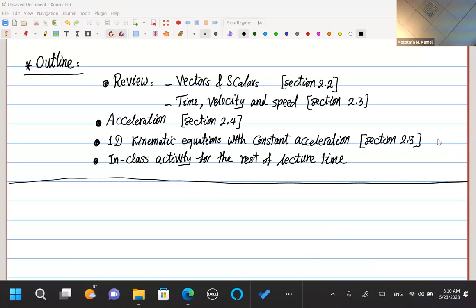Then we will write down the kinematic equations for one-dimensional motion. I'm not sure I will prove them to you today. If I didn't, I will just state them, and tomorrow I will prove them. But we will use them extensively in the activity that you will be doing today.